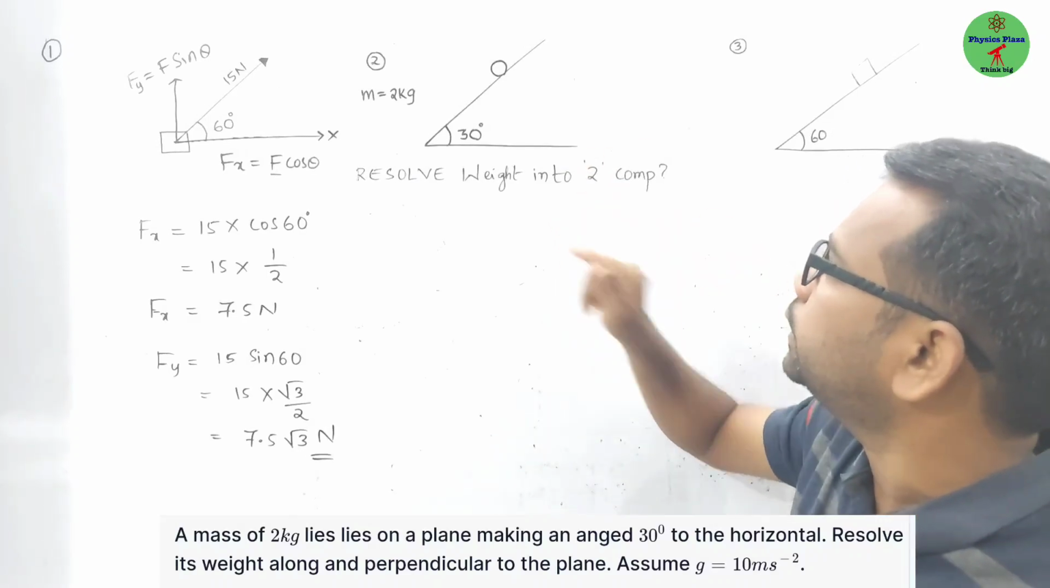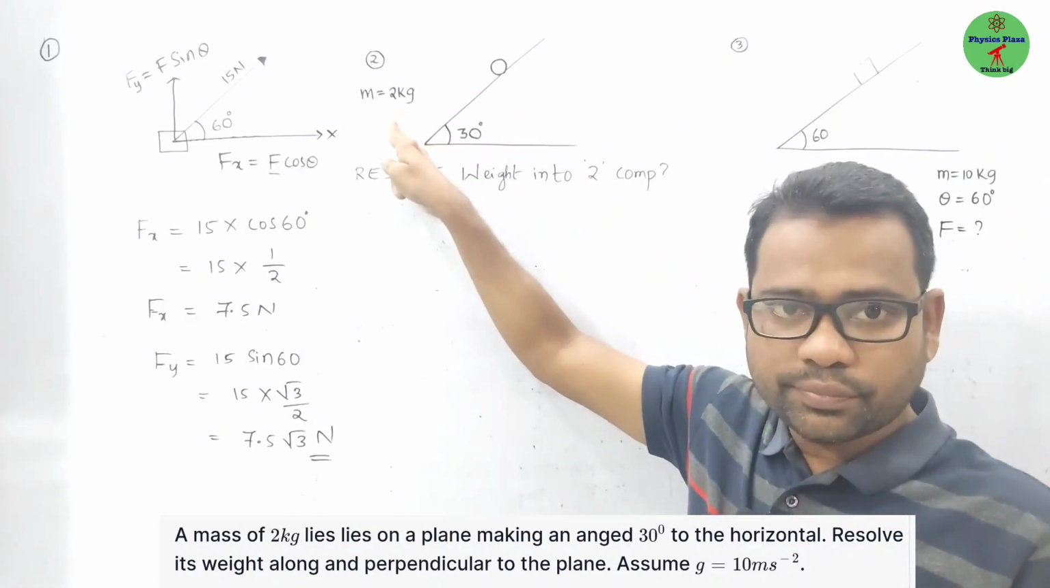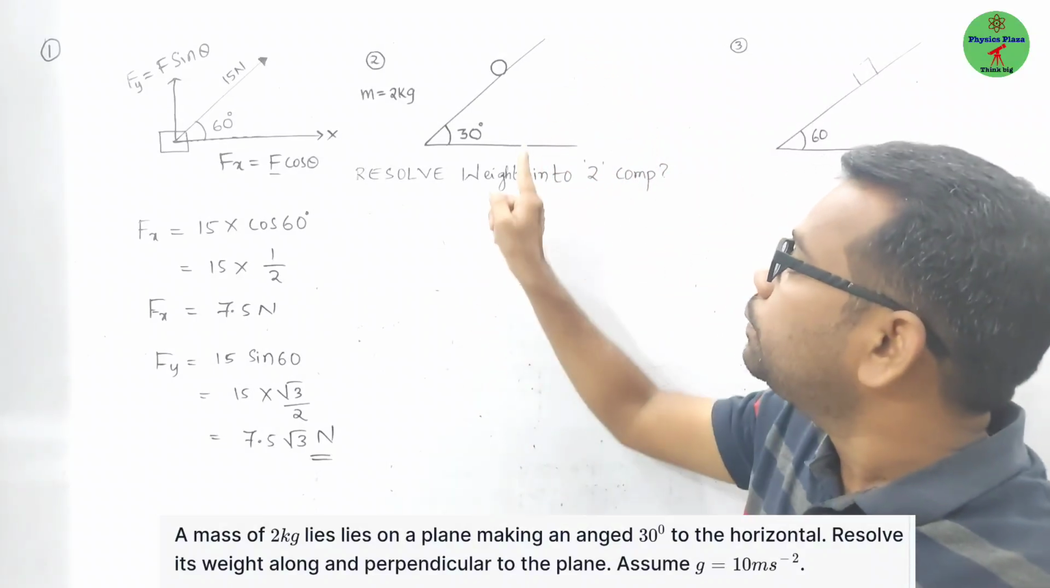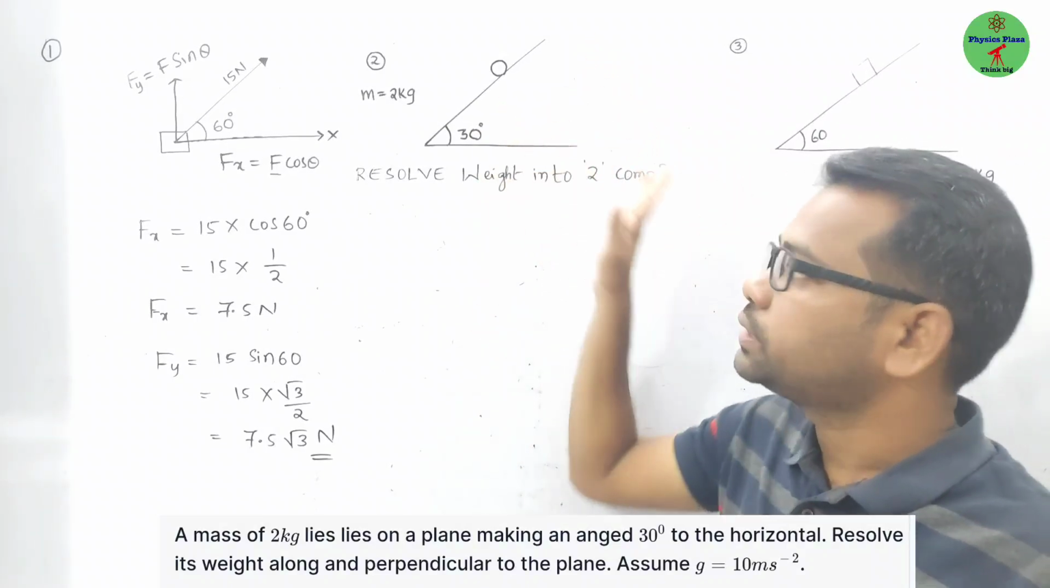Now the second one, children. Here it is said that a body of mass 2 kg is lying on an inclined plane in such a way that there is an angle of 30 degrees with the horizontal line.